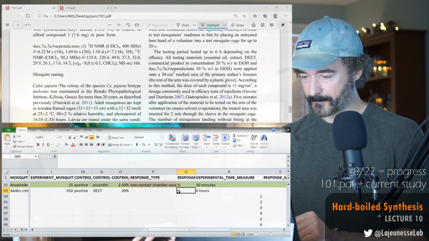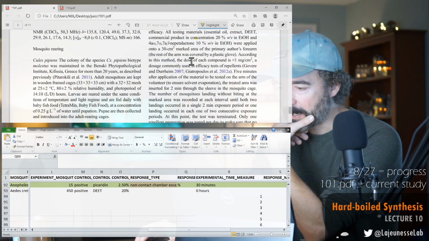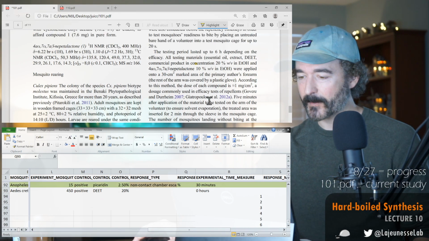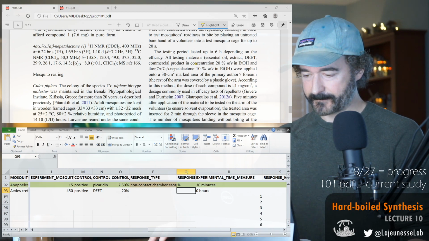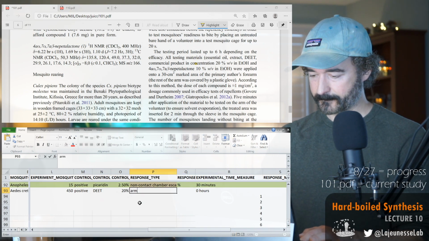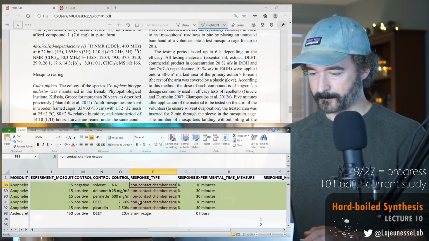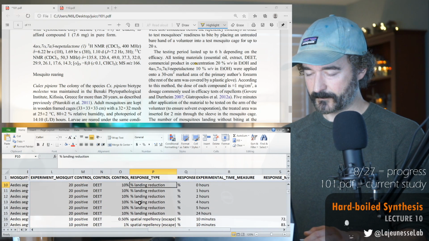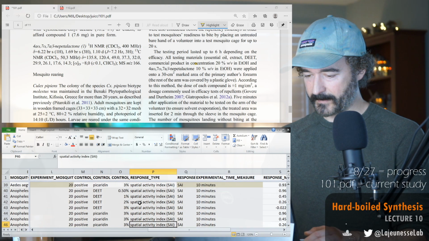Hours. Nothing about how the setup was. We got a box, but where were they applied? Okay, so forearm. Okay, so we got an arm in cage box. Nice. I mean, we haven't seen an arm in cage in ages.